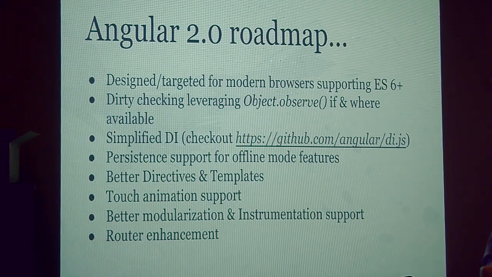They've been using Traceur, which Mark wrote an article about a little while ago. They've been using Traceur for that, backward compatible and whatnot. And another big thing is dirty checking on Object.observe. Supposedly that can give a huge performance boost, where available in terms of browsers.